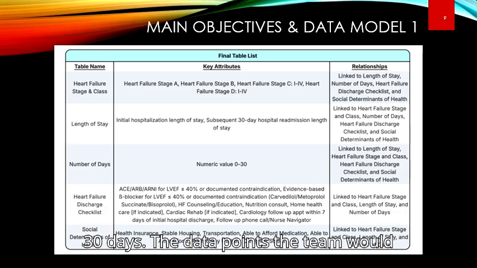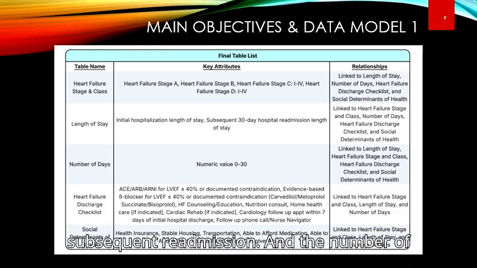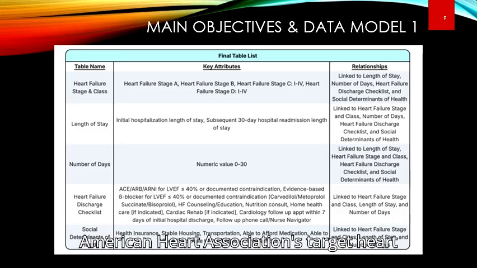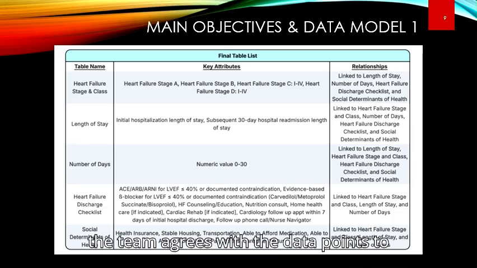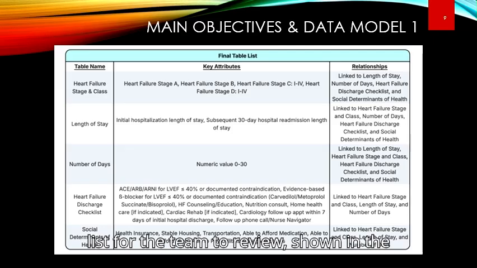The data points the team would like to focus on are heart failure stage and class, length of stay of the initial hospitalization and the subsequent readmission, and the number of days between hospitalizations. The team will review whether components of the American Heart Association's target heart failure discharge checklist were modified during the initial hospitalization, and the team will examine whether the readmitted patients also had significant social determinants of health. To verify that the team agrees with the data points to be included in the database, designers have compiled a final table list for the team to review, shown in the slide.